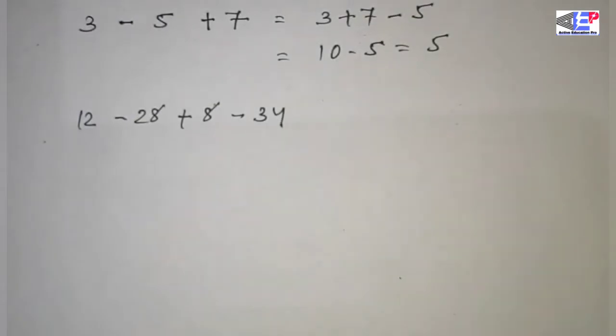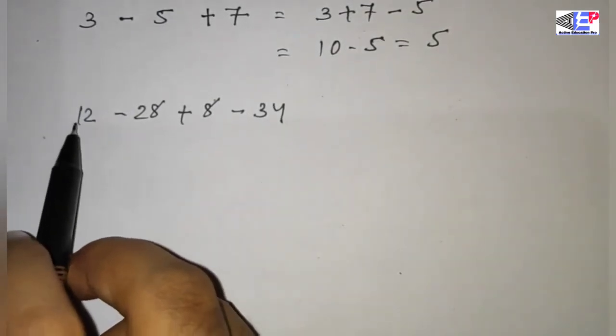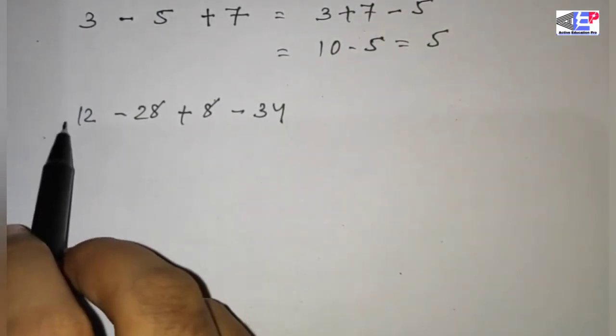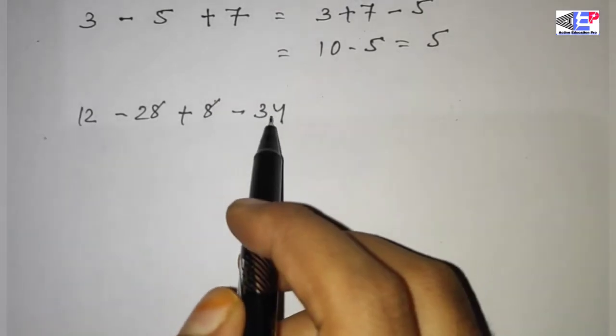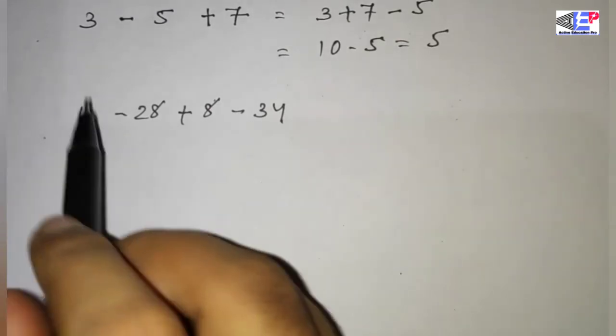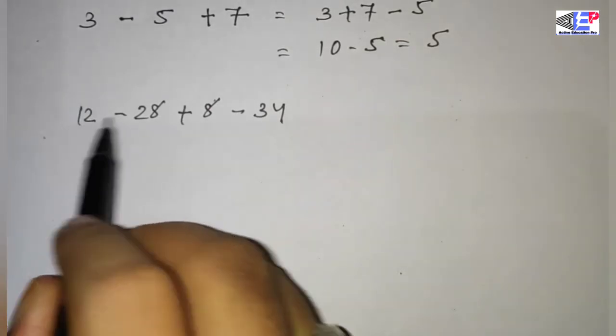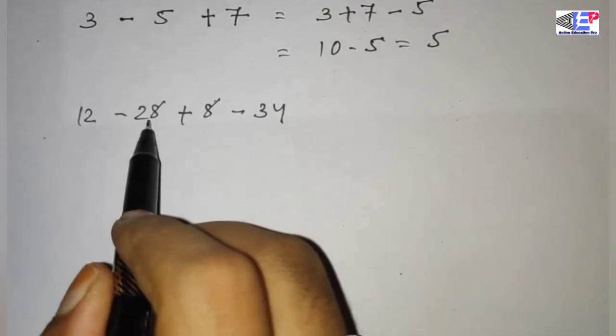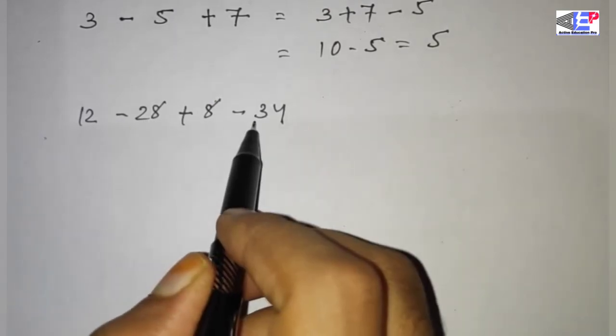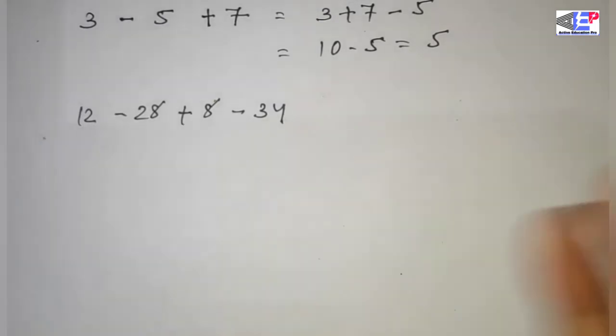Look here, there are 4 integers: plus 12, no sign means it is plus 12, then minus 28, then plus 8, then minus 34. In this case, from these 4, 2 are positive integers and another 2 are negative integers. Here the positive integers are 12 and 8, and always give priority to positive integers.